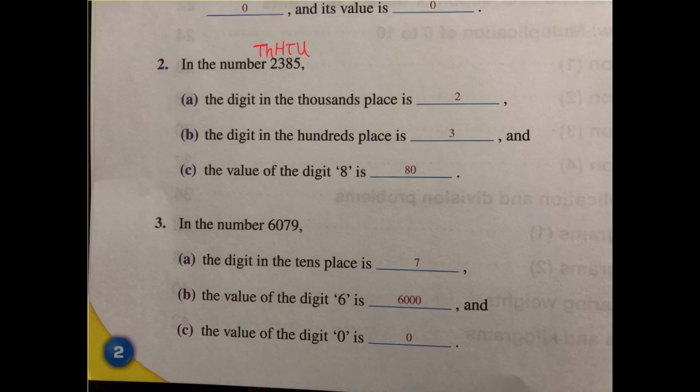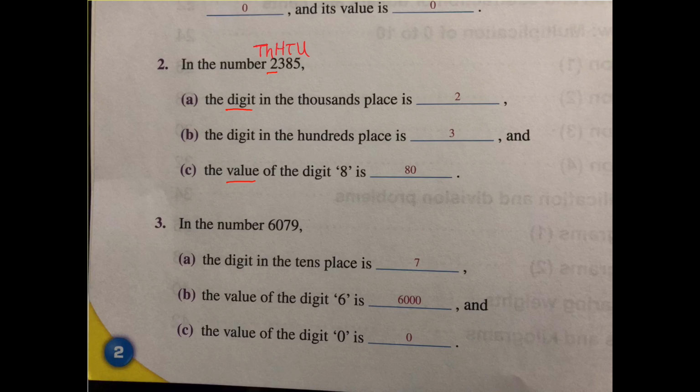This is the bottom part of page 2. For question number 2, try not to mix up the two words digit and value. For part A, the digit in the thousands place is 2. So it refers to the actual number in the thousands place.